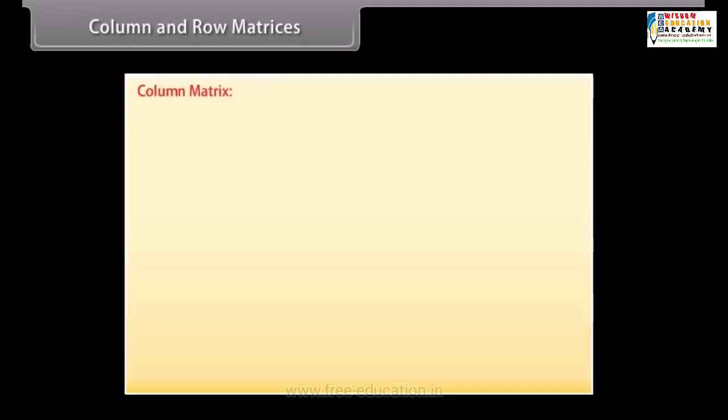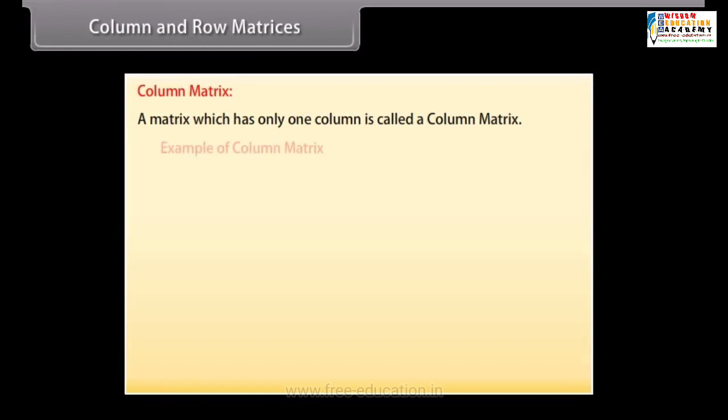Column and row matrices. Column matrix. A matrix which has only one column is called a column matrix. Example of column matrix. A is equal to column wise 21, 17, 9. This matrix has 3 rows but only one column, so it is a column matrix. Its order is 3 by 1.